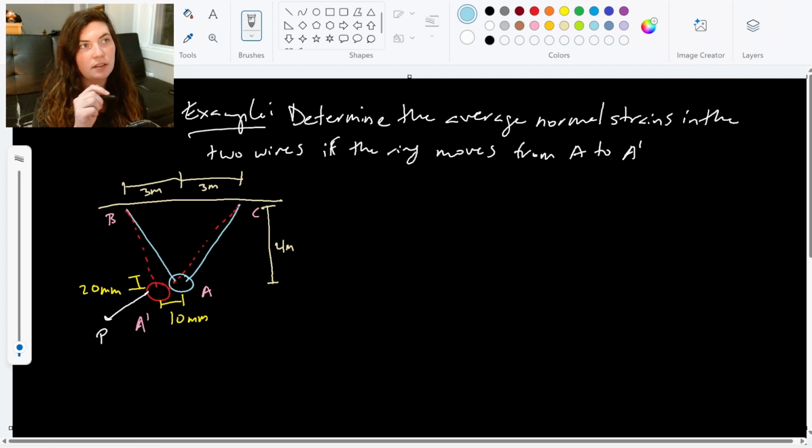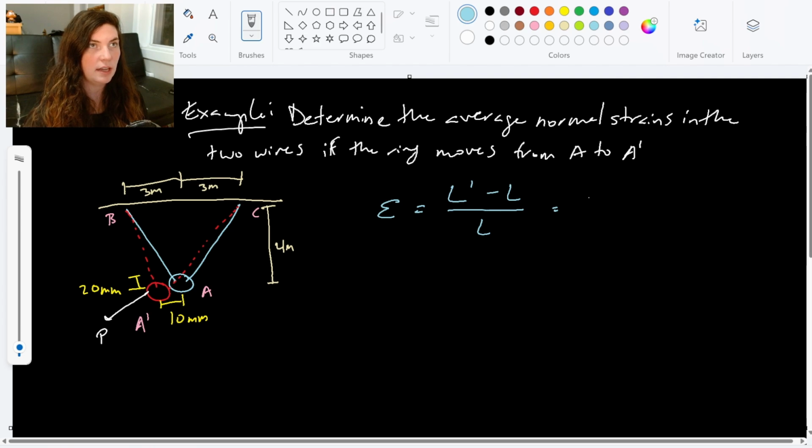So it's moving 10 to the left and 20 down. So we want to determine the average normal strain for each of them. And again, that average normal strain equation is that epsilon is the length, sometimes you'll see it as length prime minus length over length, and that's the same as whatever the new length is, right? So the location of A prime minus the initial length. So these are just some notation differences, but these are the same thing, right? It's whatever the new position is minus old position over old position.